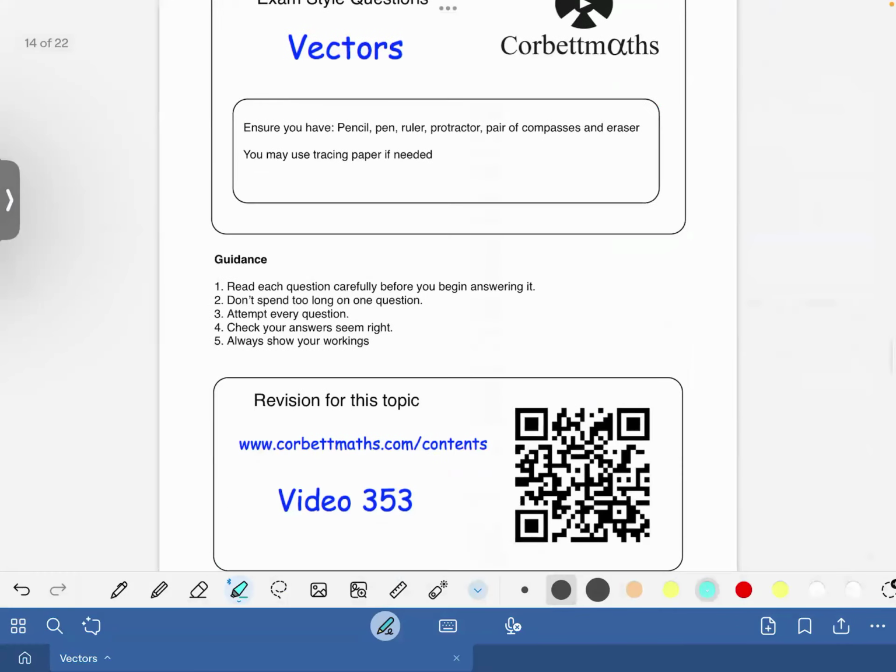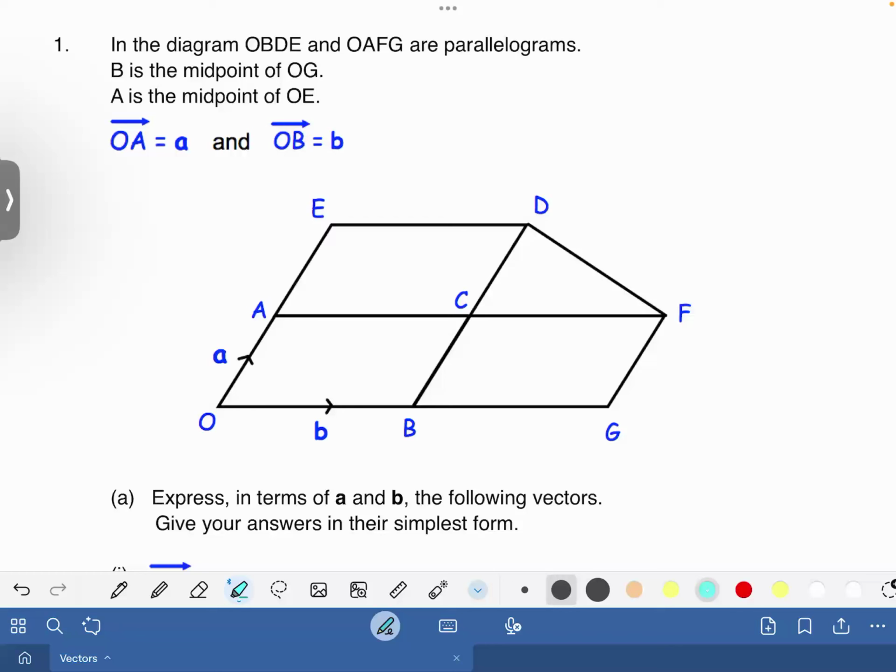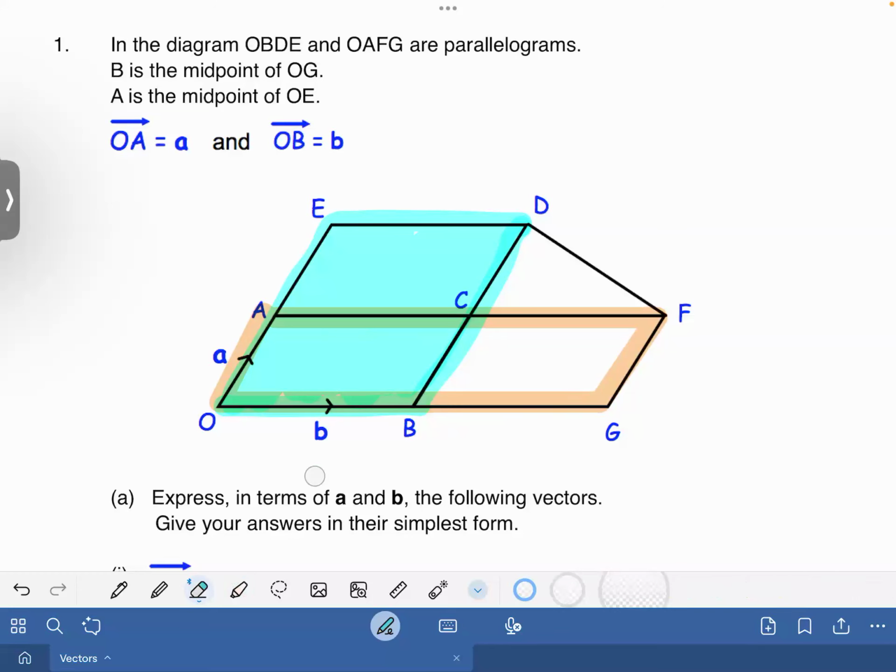All right, let's go. They say that in the diagram OBDE and OAFG are parallelograms. Okay, so OBDE, OBD, and where is E? Yeah, okay, that's E. It's a parallelogram. And OAFG, okay, where is OAFG? This is also a parallelogram. Any problem, anyone? These two are parallelograms, so now I'm going to erase it because I have explained it to you.